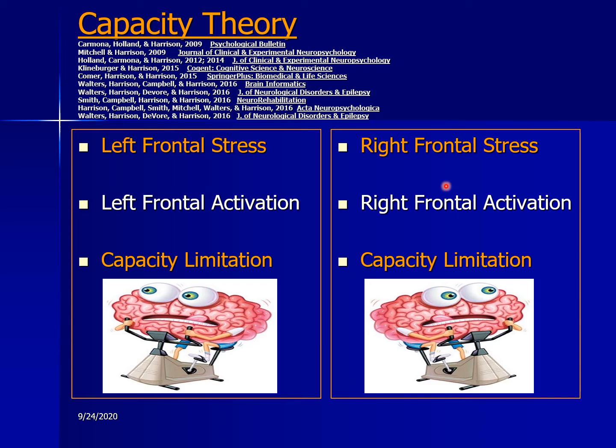But what happens when you exceed the capacity of the right frontal region to limit negative processing? Well, in extreme stress situations, capacity theory predicts that the right frontal lobe will shut down to protect itself and leave the back of your right brain unbridled.